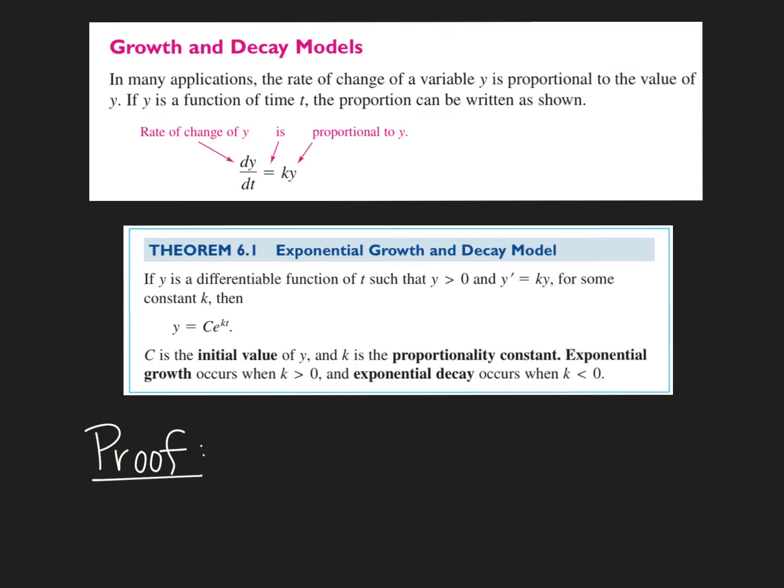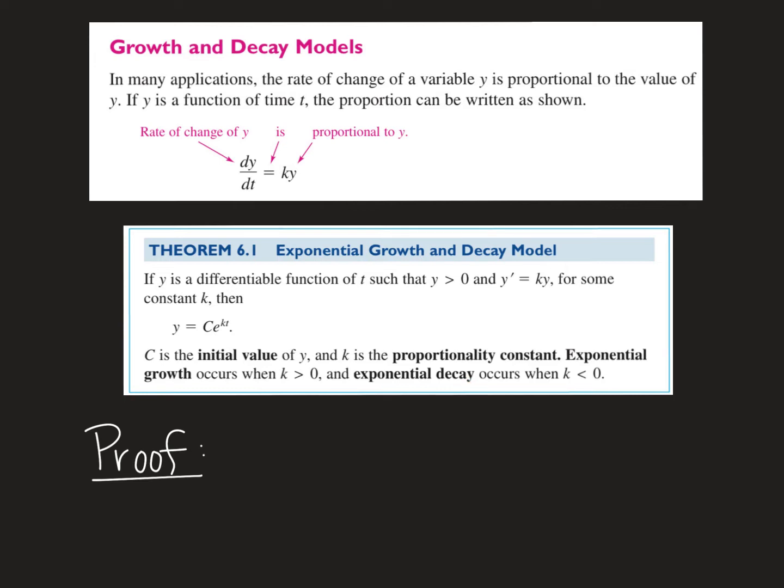So let's actually do that proof and show that when we solve this differential equation, we get y equals c e to the kt. This represents both growth and decay, where when k is greater than 0, we have growth, and when k is less than 0, we have decay.